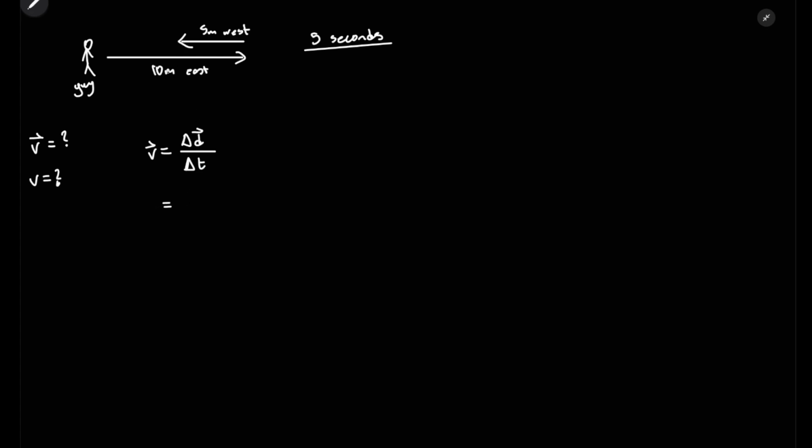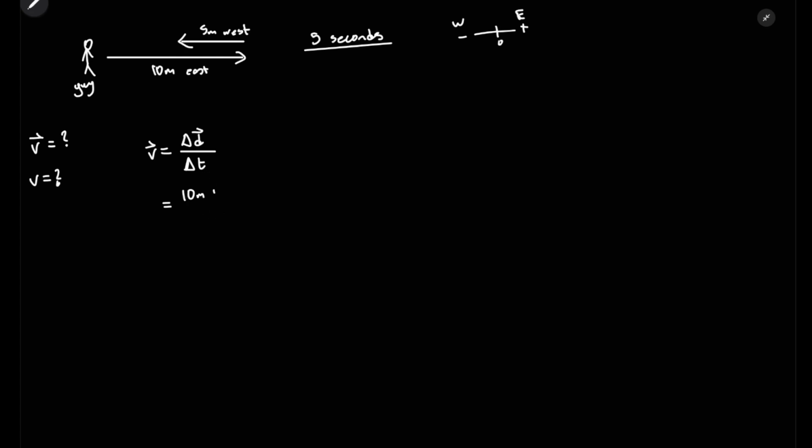Now, if you recall last lesson, our change in distance is going to be df minus di, which is the final position minus the initial position. What I'm asking you to calculate is the displacement, like how we did last time. In the last lesson, we knew that 10 meters east is positive, so we're going to keep east as positive, and west is going to be negative.